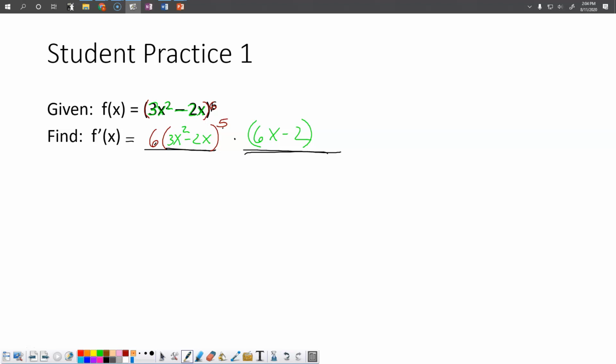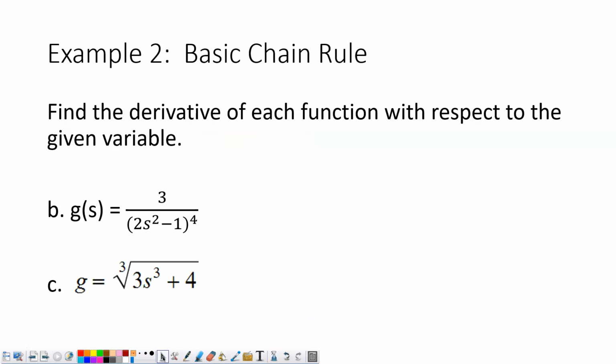Now for this one, we're not going to simplify it anymore. If there was just a number over here, we would multiply it by the 6th. But in this case, it's a binomial, so we're just going to leave it like that. Okay. All right. We're going to do some more examples now to show you how the chain rule can be applied.